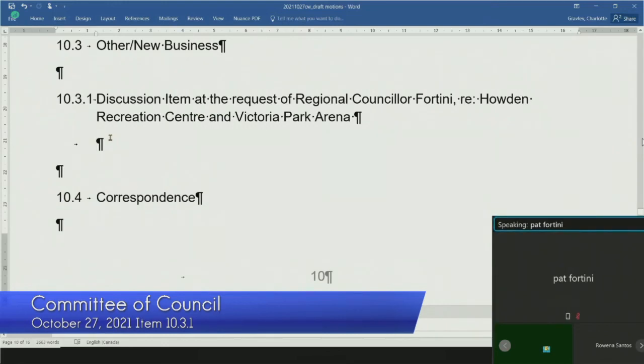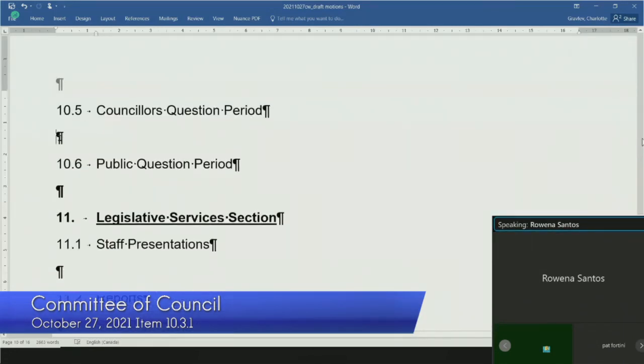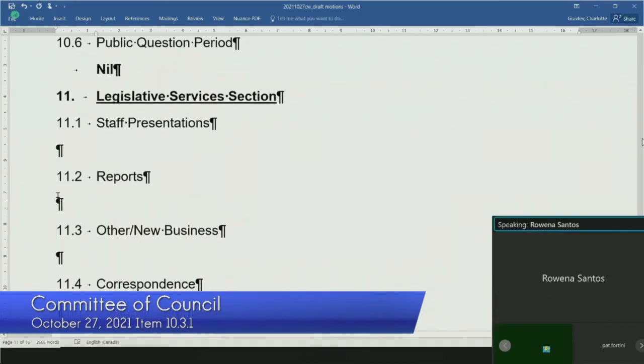Thanks, Councillor Fortini. Next item is 10.5, Councillor question period. Do any members have any questions related to the Community Services section? Seeing none, Mr. Clerk, in section 10.6, are there any questions from members of the public? There are none, Madam Chair. Thank you very much, Mr. Clerk. I'll now pass it over to Councillor Bowman for Legislative Services.